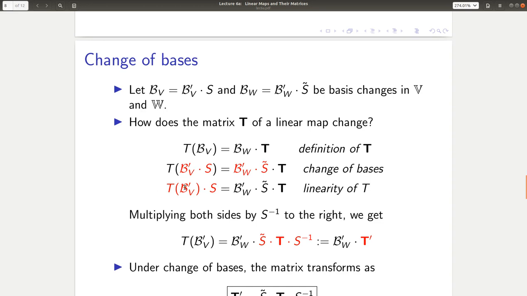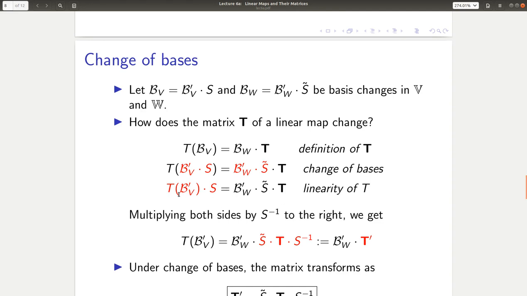So I would suggest you just sit down and explicitly write this out. You will see that this is the same as saying that T only acts on the basis vectors, and that's equal to B_W prime S tilde dot T. So we have nothing happening on the right hand side. So this is what we have.